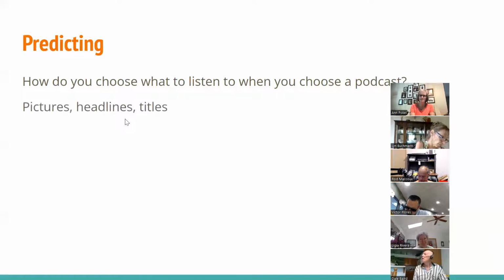Yeah, great. So maybe we use pictures, headlines, titles. Those are all part of predicting. So listening involves other skills, not just our auditory skills. And those help us to start to put our minds in the right mindset for the type of things that we might hear.